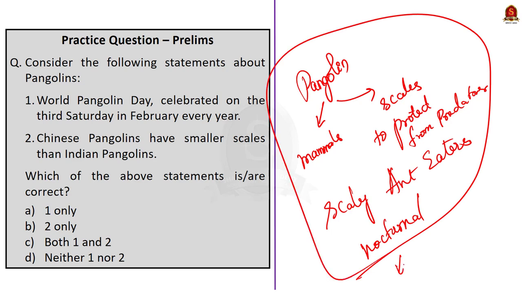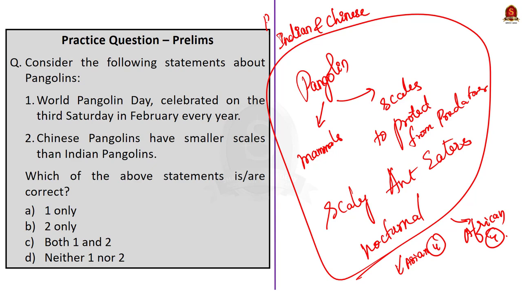In Asian, there are four types: Chinese, Sunda, Indian and Philippines. In African pangolin, there are also four types: Cape or Temminck's ground pangolin, white-bellied or tree pangolin, giant ground pangolin, black-bellied or long-tailed pangolin. And after that, we saw the species of pangolin that are found in India, which includes Indian pangolin and Chinese pangolin. Indian pangolin occurs throughout the plains from the Himalayan foothills to southern India. But in the northeast, it is replaced by the Chinese pangolin and its range extends to Southeast Asia.